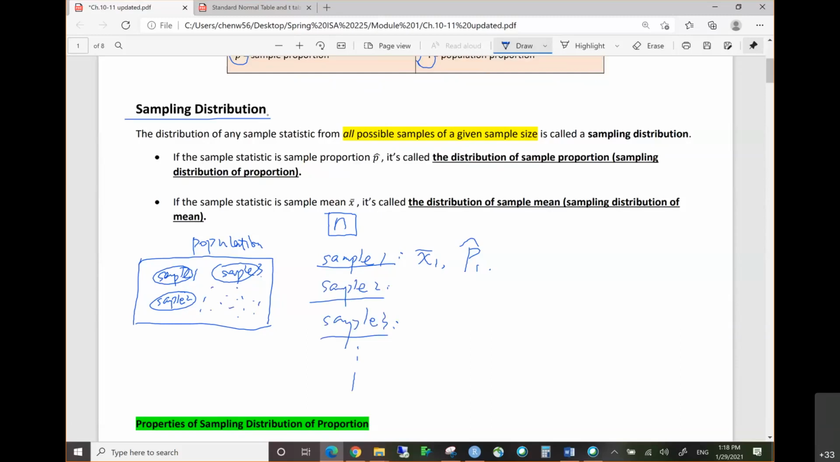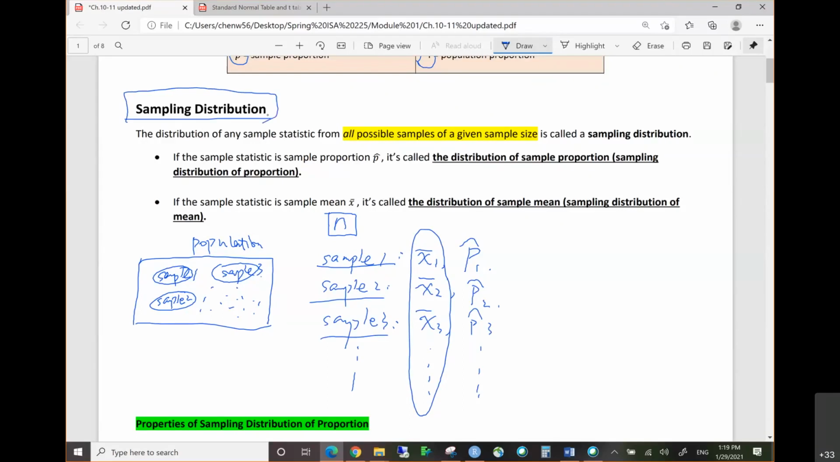All right, and then for sample 2, I can still calculate the sample mean. We call it X bar 2. I can still calculate the sample proportion, which is P hat 2. For sample 3, similarly, X bar 3, P hat 3, and so on. All right, so now I collect all possible samples. I want to learn how these values are distributed so that I can learn the relationship between the sample and the population. Then we will talk about the sampling distribution.